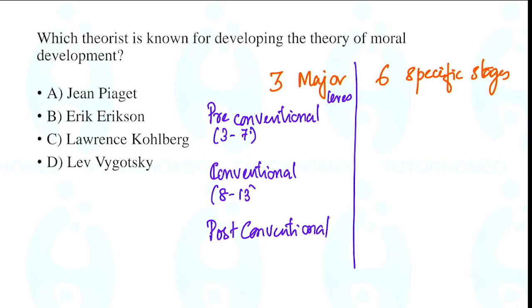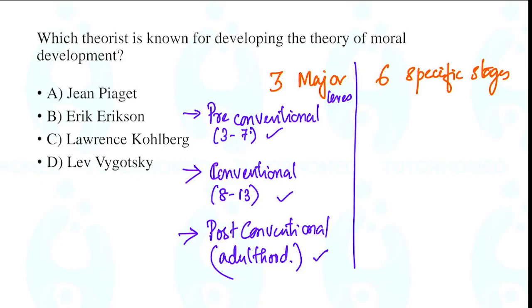8 to 13 is conventional, and adulthood comes under the post-conventional. Okay, so the moral reasoning based on reward and punishment, that is pre-conventional. The moral reasoning based on external ethics, that is conventional, and moral reasoning based on personal ethics, that comes under post-conventional. Reward and punishment, external ethics, and personal ethics. These are the 3 major levels.